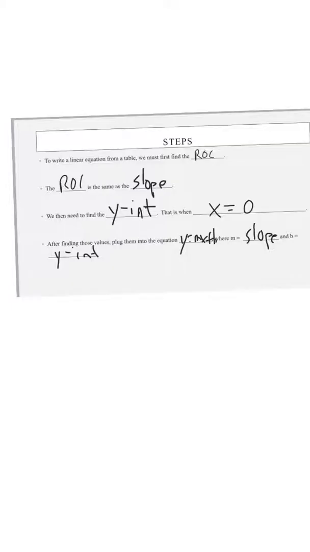Right, so to find your rate of change or your slope, you're going to find the pattern in your y and divide it by the pattern in your x. Then to find the y-intercept, it's when x is equal to 0, whatever your y value is. So pretty easy to find these values.